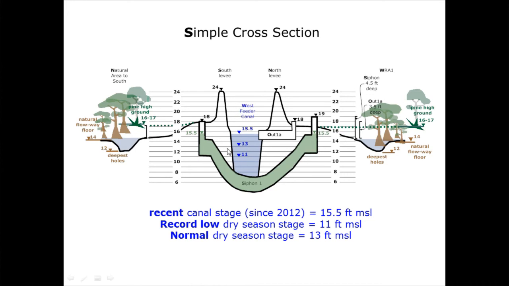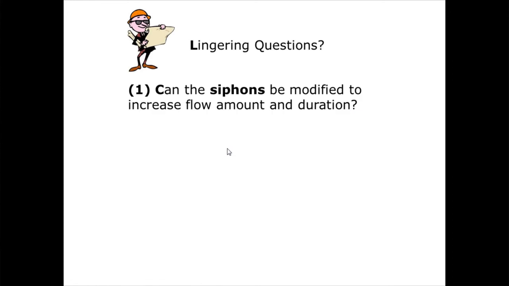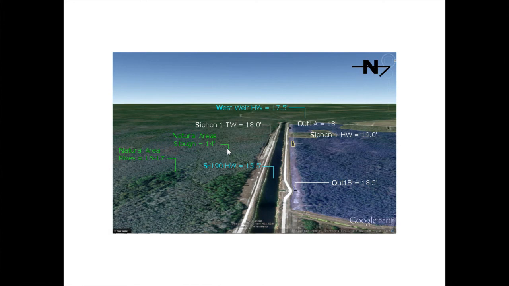And currently, if I'm not mistaken, that's here in June. That's what the water levels have dropped to. So there's lingering questions. Can the siphons be modified to increase the flow amount and duration instead of just flowing for a couple days during your peak stormwater event during the summer? Could it be designed to flow on a multi-week to monthly to seasonal basis? And how would that be achieved?